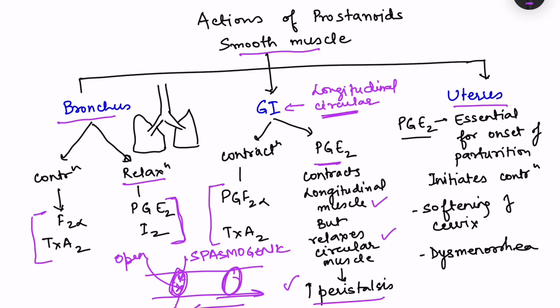Then in uterus, prostaglandin E2 is essential for onset of parturition. In fact, it is the one which initiates contraction. It is also responsible for softening of the cervix during parturition. And prostaglandin E2 is also implicated in dysmenorrhea, that means pain during menstruation. We will see when we talk about COX inhibitors that decrease in production of these prostaglandins relieves pain of dysmenorrhea, right? So in this video, we are talking about the analogues of prostaglandin. So remember, when we talk about the analogues, we will discuss which analogues act on these effects, that is promoting parturition, right?